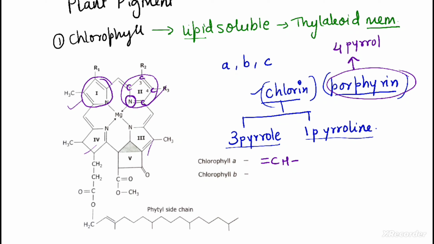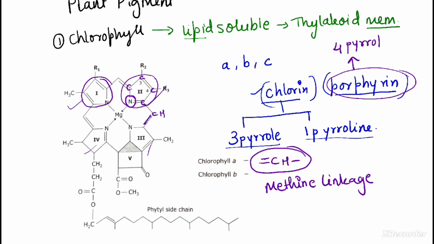Now when I say it is connected by a CH bond here and 1 bond here, this is something called a methane linkage. Where can you see the methane linkage here? See, this is nothing else but a CH double bond. So isn't it a methane linkage? So that is the methane linkage. I hope chlorine here is clear to you.